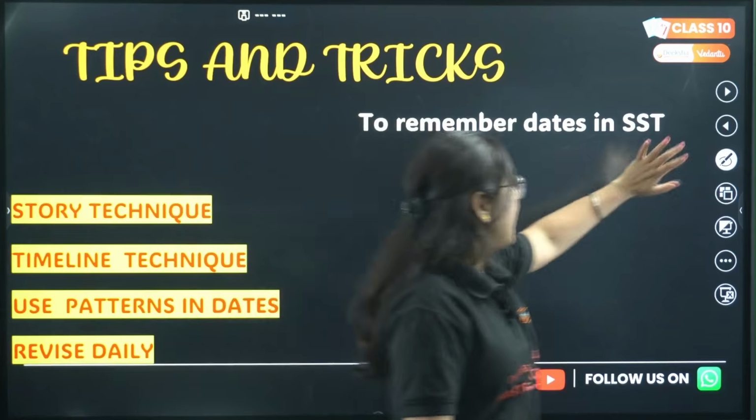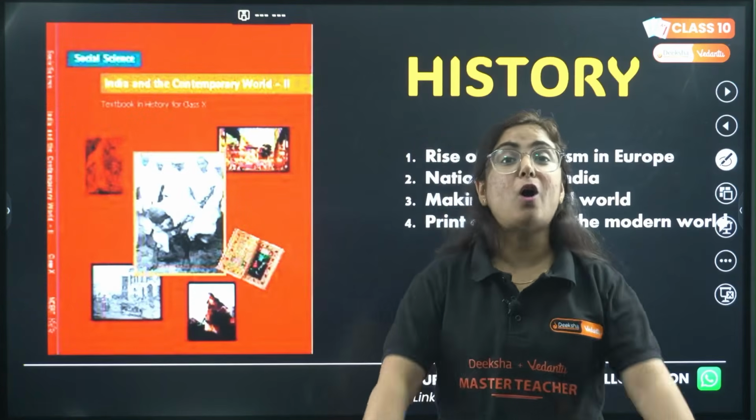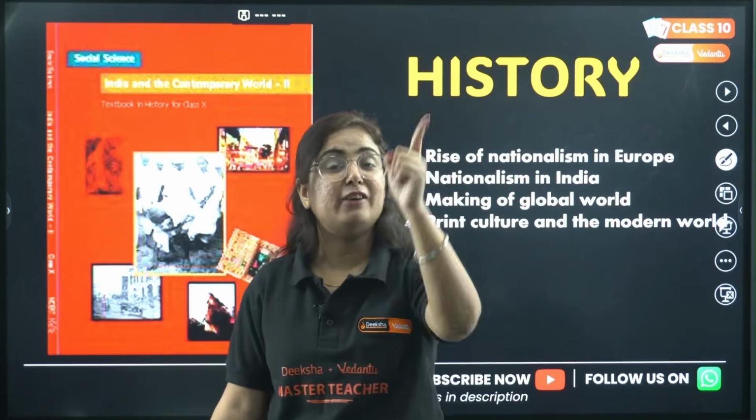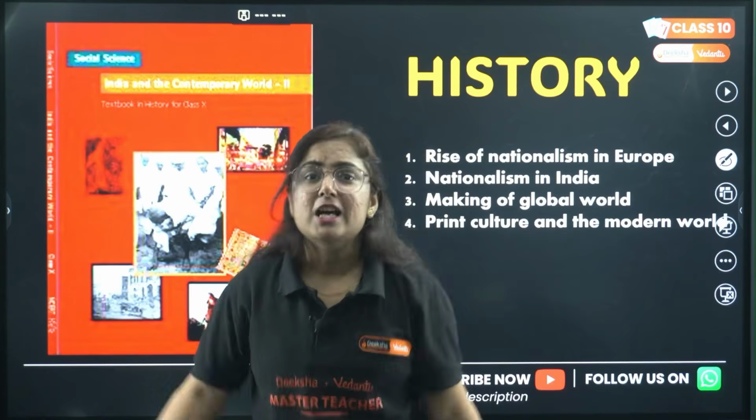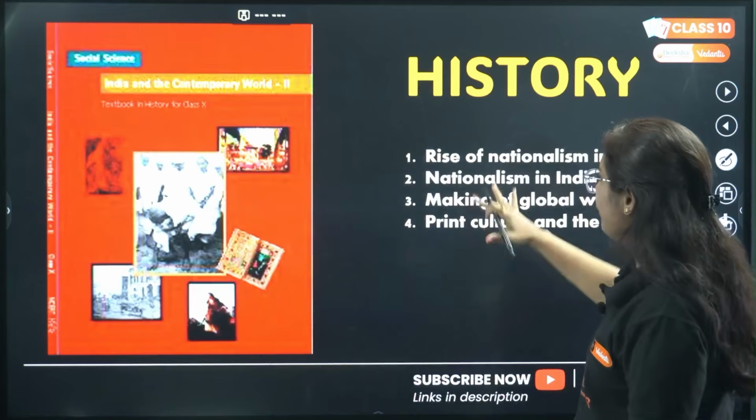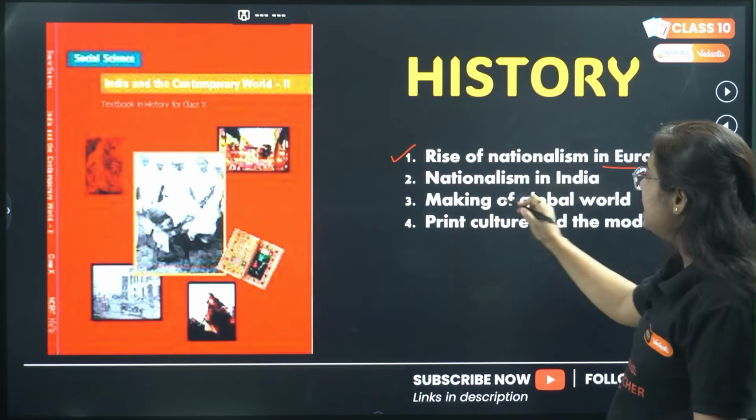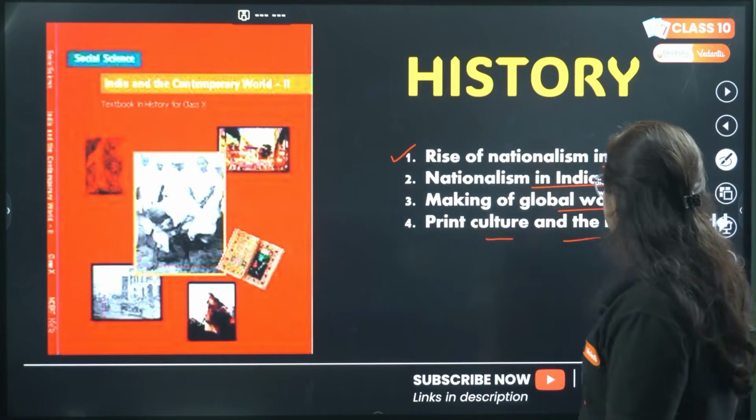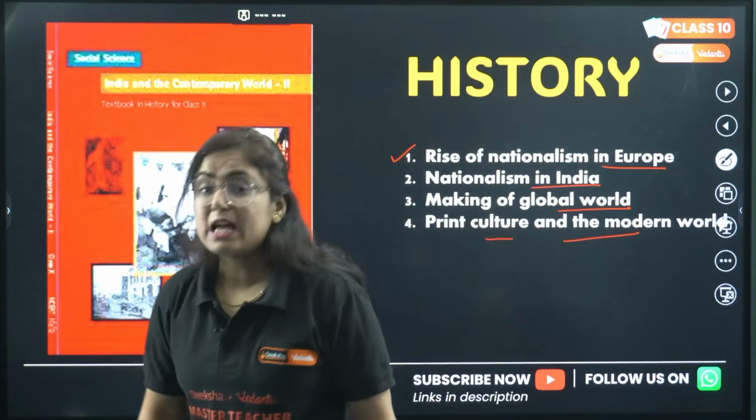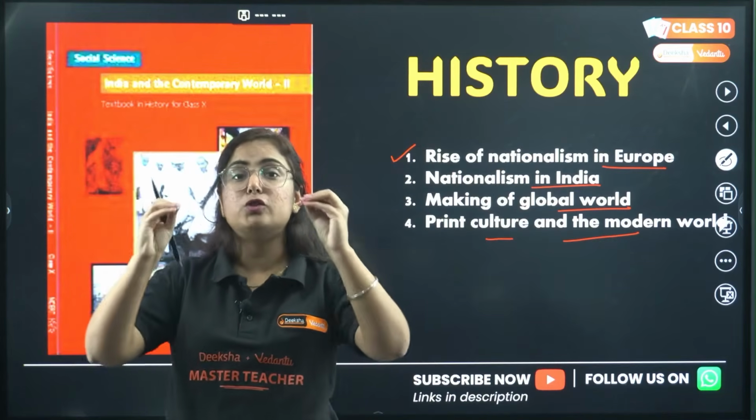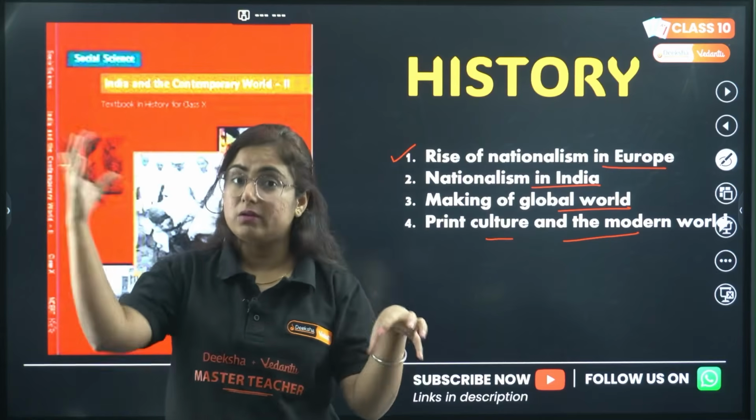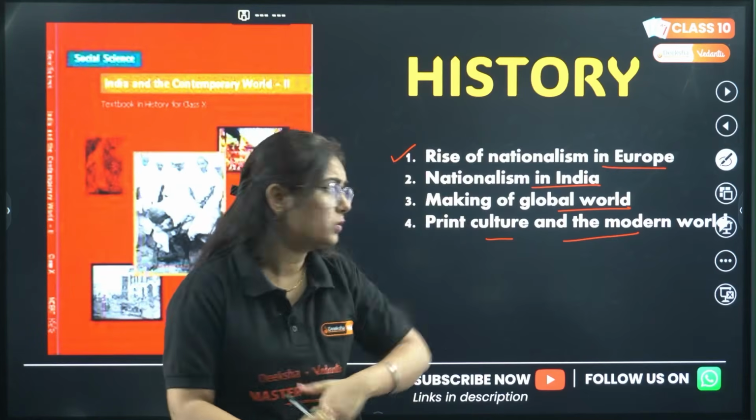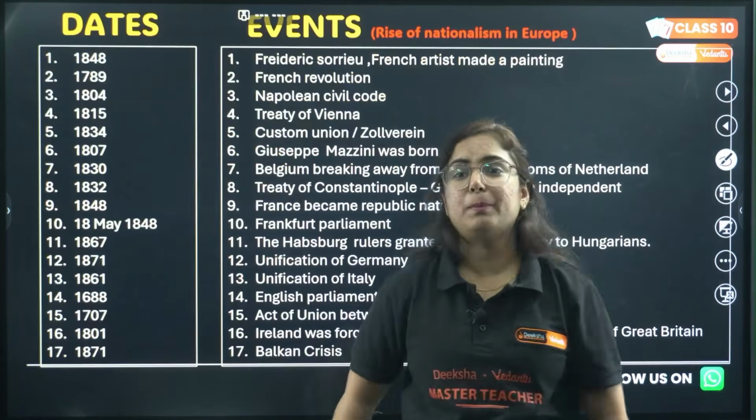I have, and the surprise is that I have prepared all the important dates for you, and you're going to grab it in the form of a PDF just by clicking that link. Starting with history, we know that there are 4 chapters: rise of nationalism in Europe, nationalism in India, making of a global world, print culture and the modern world. And do you know, there are 50 plus dates in all these 4 chapters? Collecting them, writing them all together, making a timeline is really difficult for all my students, and this is what I have prepared for you.